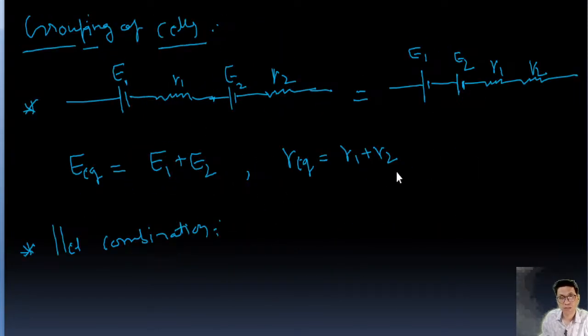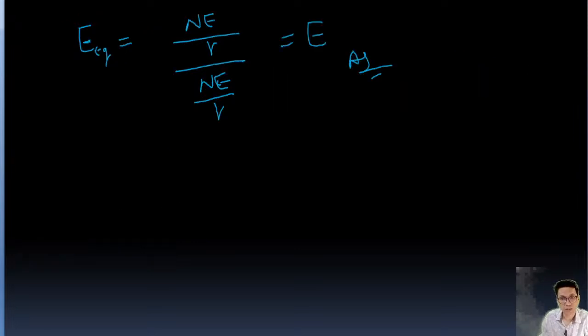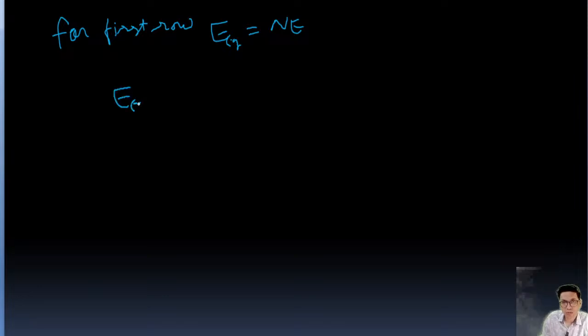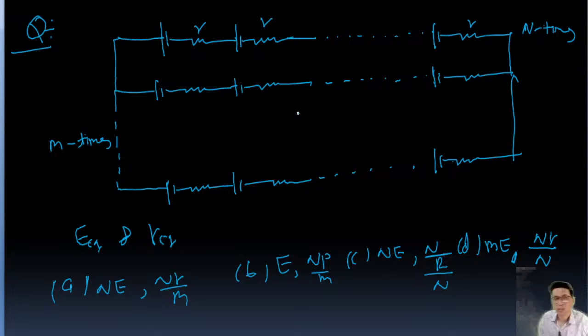In series, E1 plus E2 plus E3 gives E equivalent in series. So for the first row, E equivalent is going to be NE. Now you can see these are in parallel, right? In parallel the voltage is equal. So in that case E equivalent is going to be NE, because voltage is the same in a parallel combination.